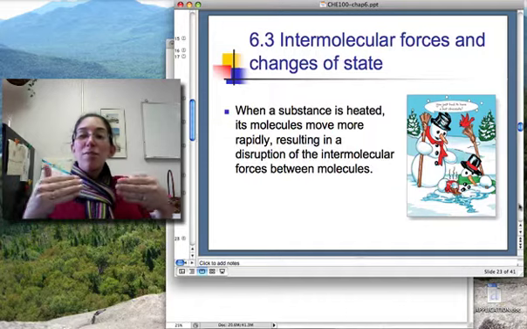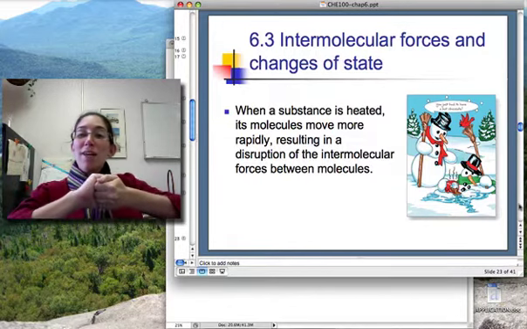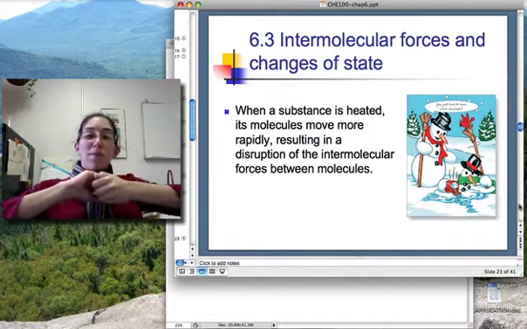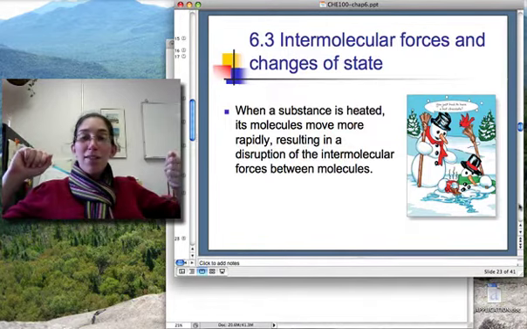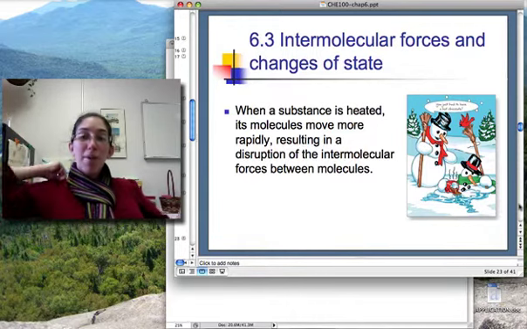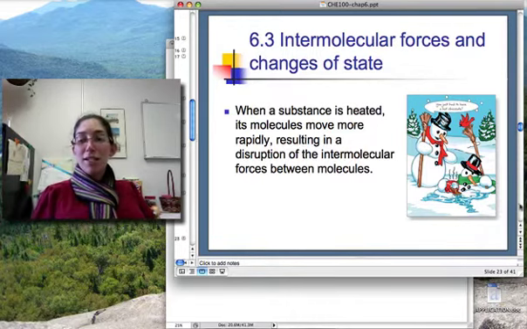So you have these intermolecular forces. It's just hand-holding, okay? But if you start shaking those molecules around, it's going to be too much energy. They're not going to be able to hold hands anymore. They're going to break apart. And then that's going to lead to the changes of state, okay?